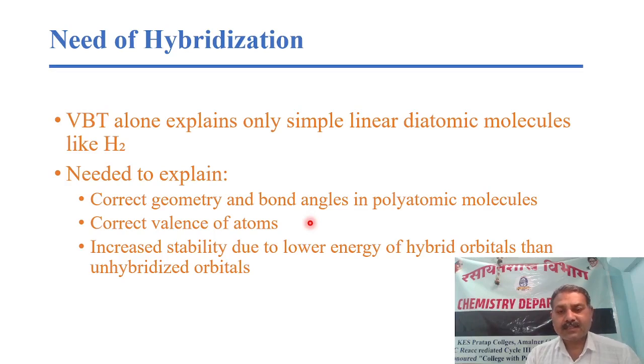In case of hybridized orbitals, there is an increase in stability due to the lower energy of the hybrid orbital than the unhybridized orbital. So the molecule formed is a stable compound with correct geometry and valency with correct bond angle.